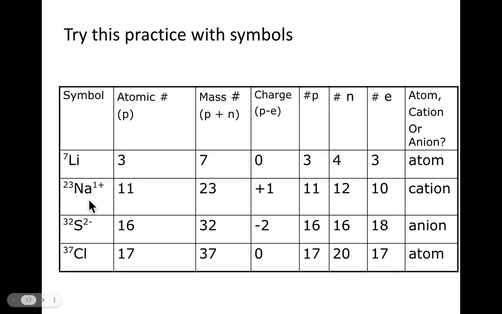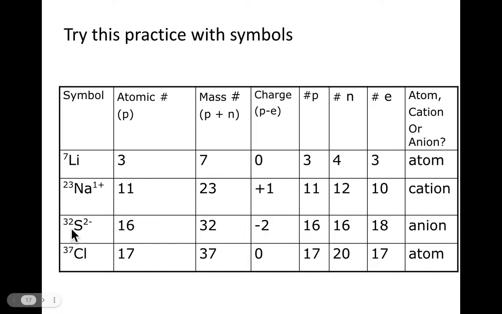Now here's a symbol for sodium. Now again, a lot of times they will omit the atomic number down here, but if the atomic number is 11, it would be sodium because it has 11 protons. You can see up here it has a plus 1 charge, which means it has 1 more proton than electron. That's why there are 10 electrons. And because the mass number is 23, we have 11 plus 12 gives you 23.